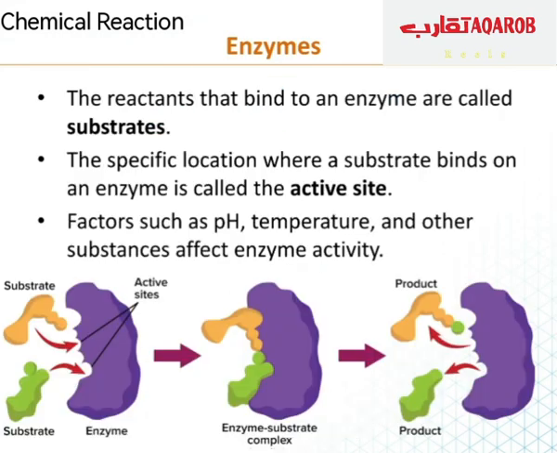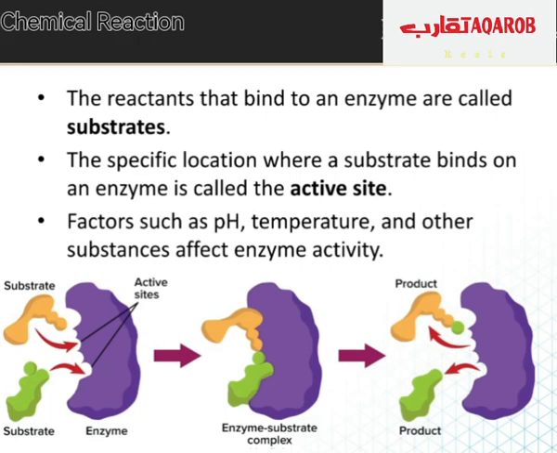The reactants that bind to an enzyme, we call them substrate. So look at this picture. In this picture, you can see the enzyme, okay? And you can find something called substrate. What do you mean by substrate? Substrate is the reactant that will bind to the enzyme. For each enzyme, there is a specific substrate, okay?